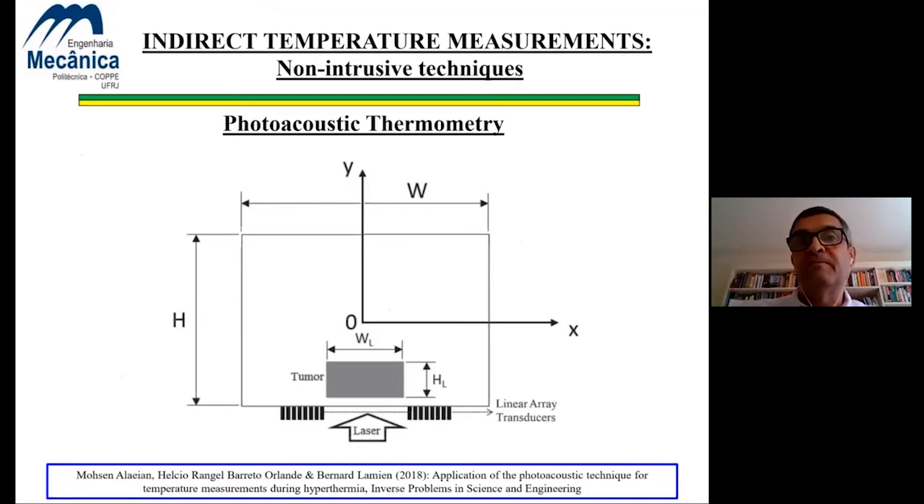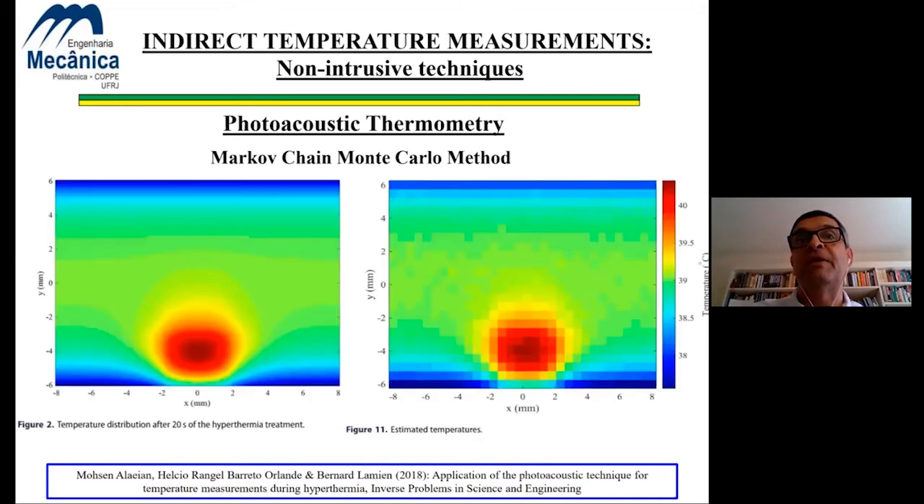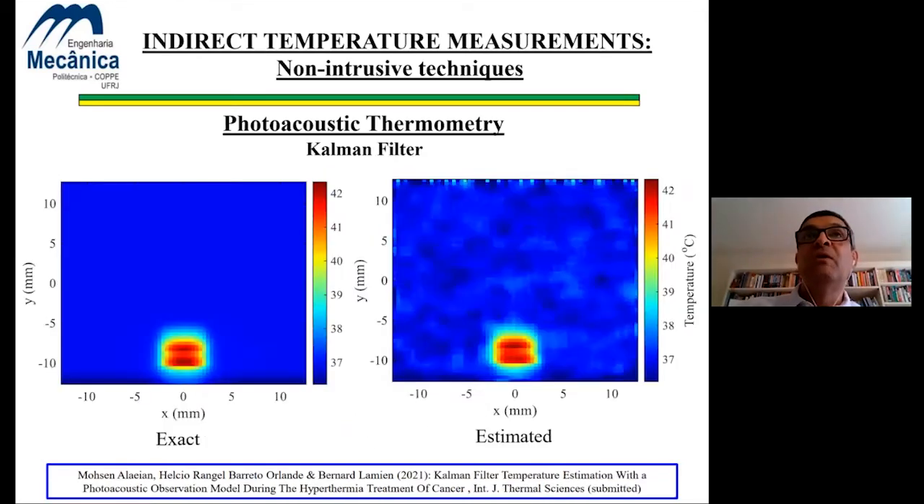The case that we studied involved a skin tumor containing nanoparticles and heated by a laser. Another laser pulse was used to generate the acoustic pulses that were measured by transducers located over the skin. These are the results obtained at a specific time during the heating treatment by using the Markov chain Monte Carlo method, which provides very accurate estimates of the temperature in the region, even when we consider that the state estimation problem was solved with a very coarse mesh.